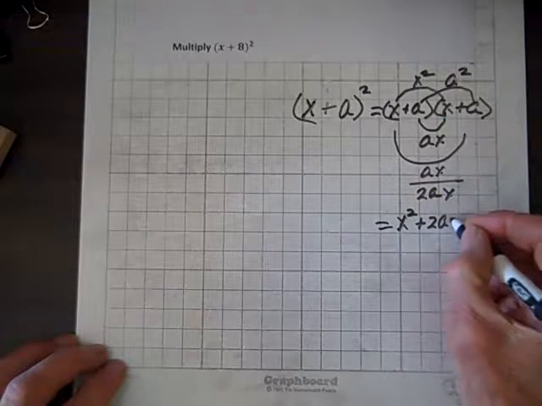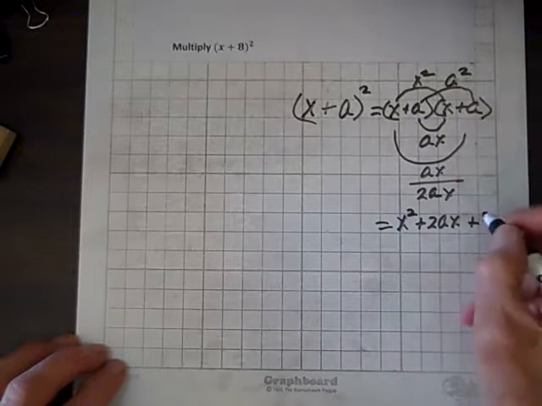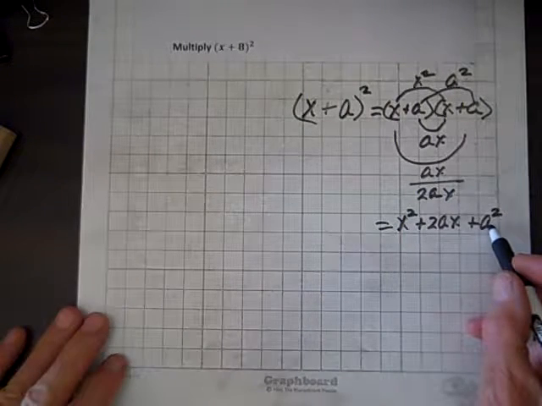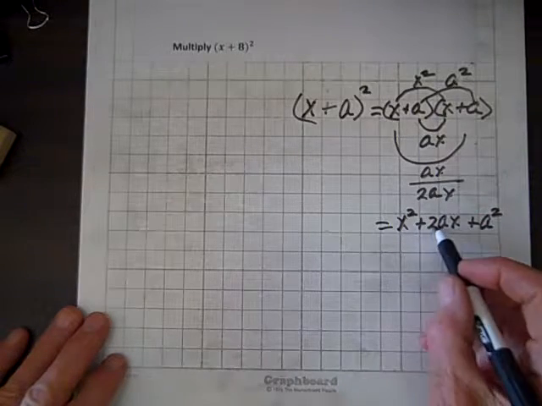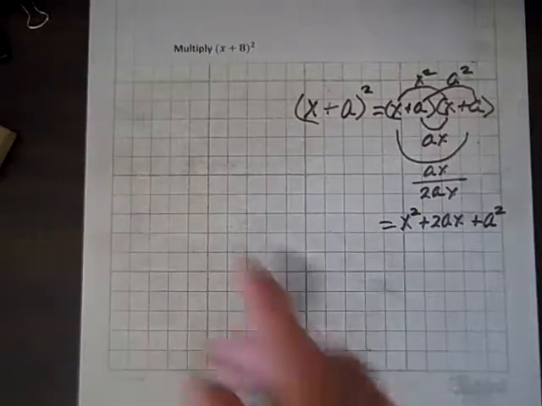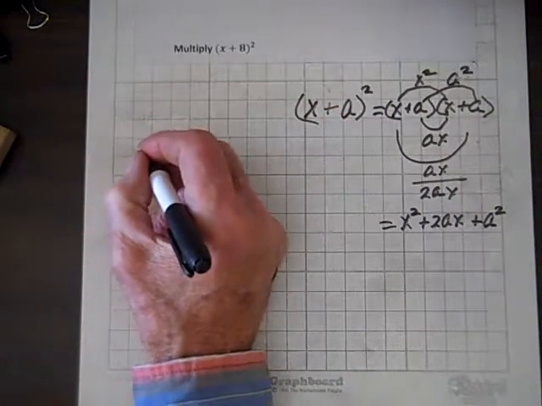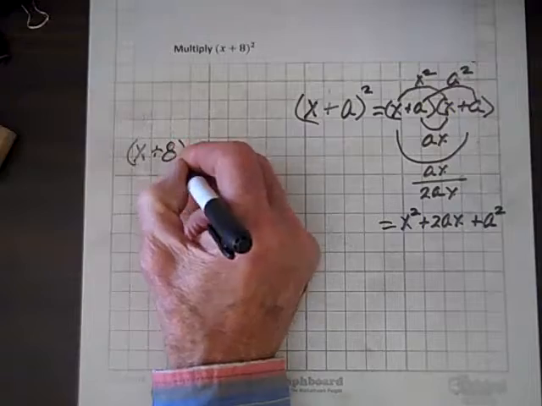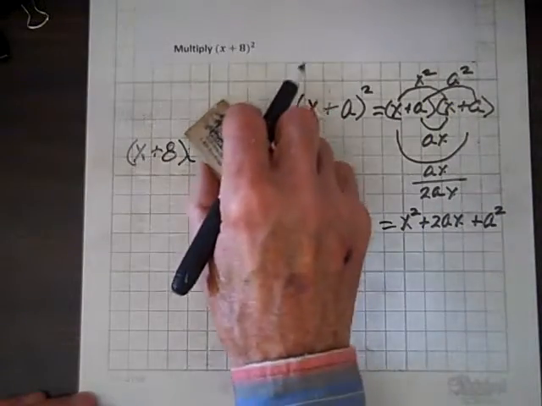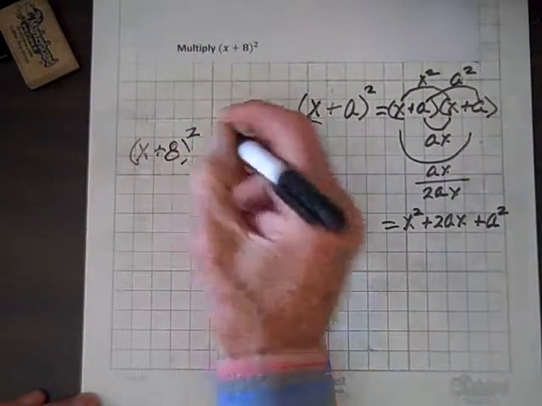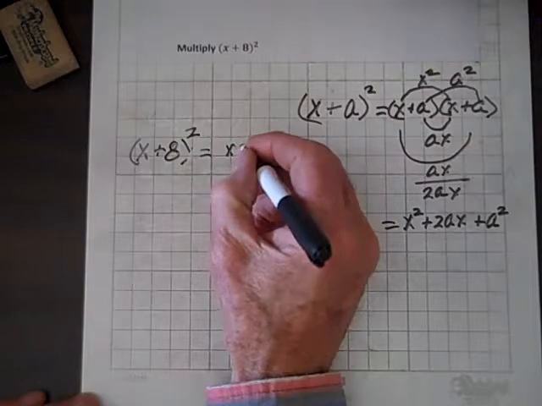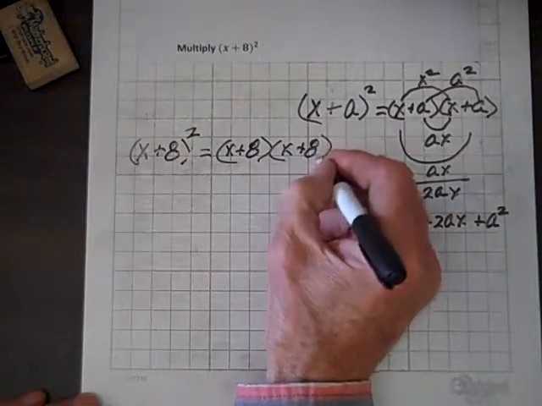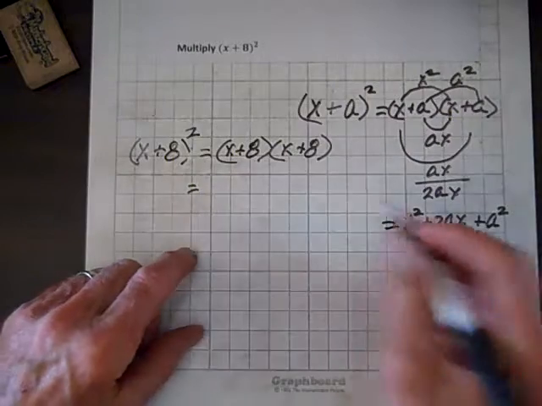So this thing equals x squared plus 2ax plus a squared. In other words, square the first term, square the second term, and double the product of the first and last terms. So what we're going to get here now is x plus 8, I better write that as squared, this product squared. So that's going to be x plus 8 times x plus 8.